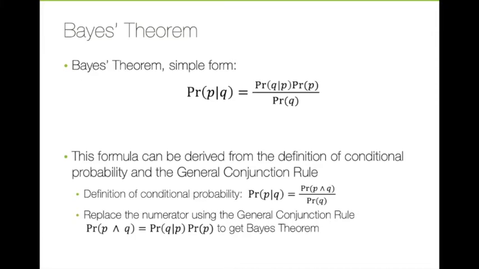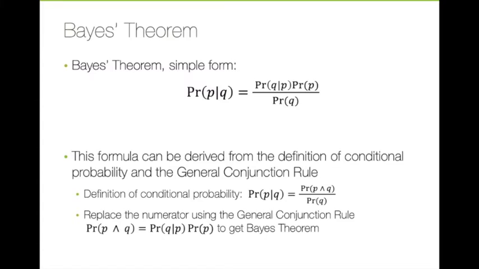Again, pay attention to the order of these statements. Our goal is to calculate the probability of P given Q. To do so, we need on the right-hand side there to know a different conditional probability, Q given P, as well as the probabilities of simple statements, P and Q. Where does this formula come from? Well, it can actually be derived in just 2 steps using the definition of conditional probability and the general conjunction rule, both of which we covered in lesson 9.